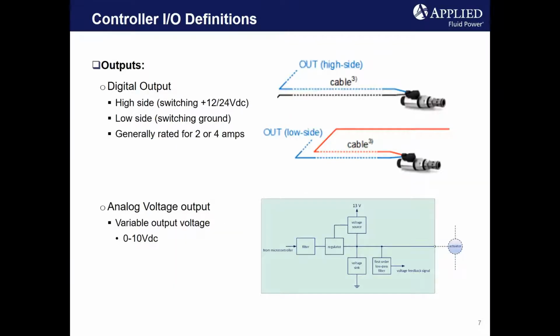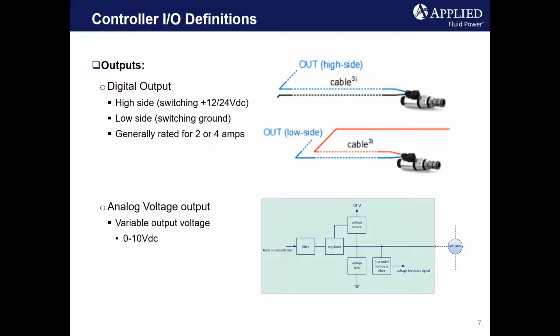Moving along to outputs. Digital outputs are the simplest of outputs. They are an output that is either on or off, similar to that of a digital input. So when it's on or off, it could be 0 volts DC or system voltage, which could be 12 or 24 volts DC. There are two types of digital outputs. They can either be a high side, which is switching system voltage on and off, or a low side, which is switching between ground and an open circuit.